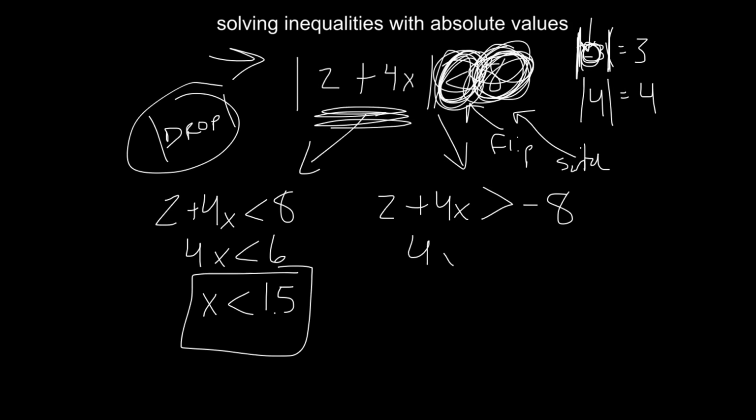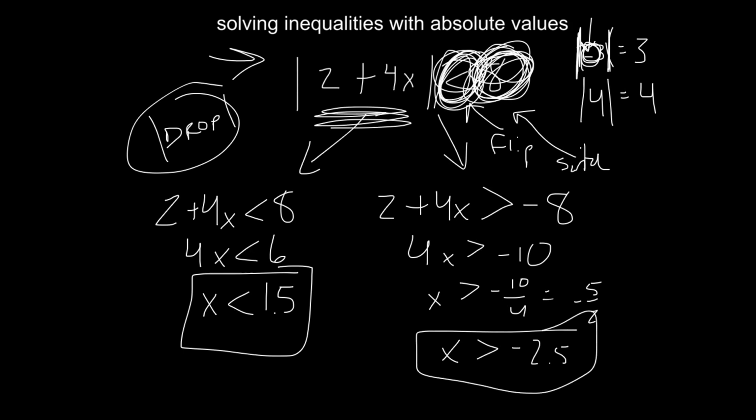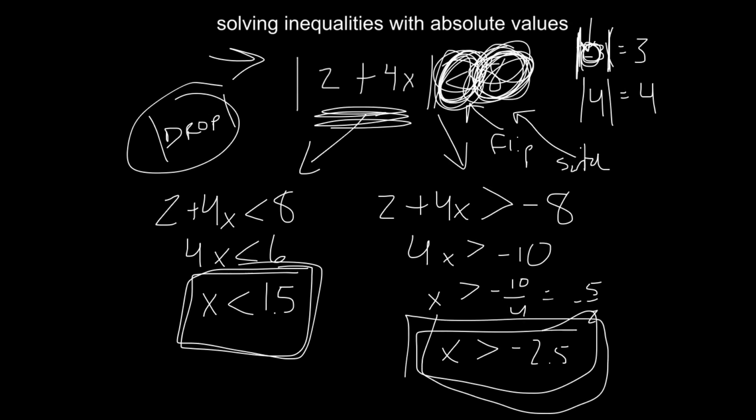Subtract 2 from both sides, so that'd be -10. And then we just divide by 4, which would be -10 over 4, which reduces to -5 over 2, which, told you, I don't like the fractions, so it'll just be -2.5. So your answer is x is less than 1.5 and x is greater than -2.5. Okay? So that's pretty much it.